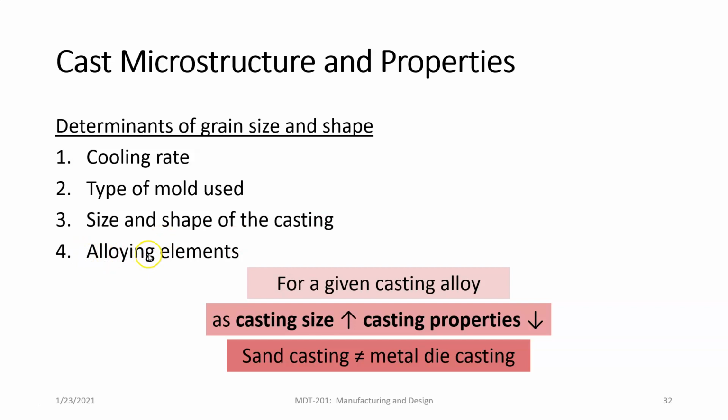And then what alloying elements we put in there. So for a given casting alloy, as the casting size increases, casting properties decrease. So you want to keep your castings as small as possible. Sand casting is not the same as metal die casting. So if you sand cast a part and then you die cast it, same part, same geometry, they're not going to be the same parts. They will have different material properties. And so the casting processes are different even for the same geometry and the same metal or alloy.